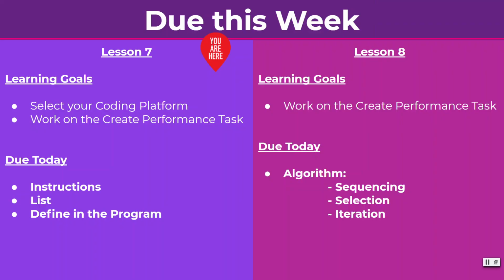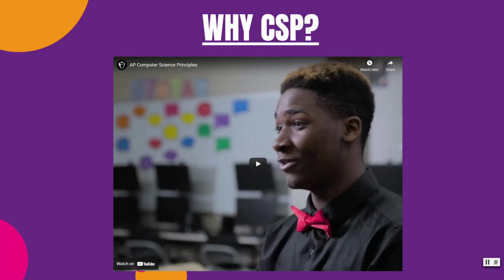Today we will start working on our coding grade performance task. We are focusing on instructions, lists, and define in the program. And then next class it will be sequencing, selection, and iteration. So make sure to watch this video of why we do AP Computer Science Principles.